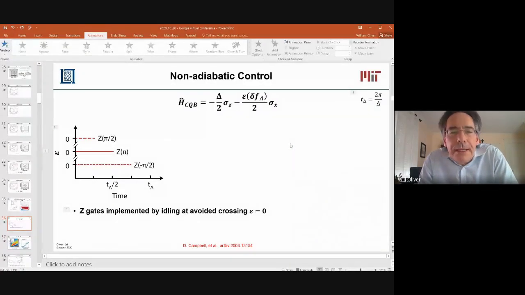So to do gates, basically Z gates are easy. They're just idling gates at the avoided crossing where epsilon equals 0, and then the duration of time that we wait is basically Larmor precession. You're precessing at a rate that is the qubit gap, and of course this already indicates that this gate is quite fast.